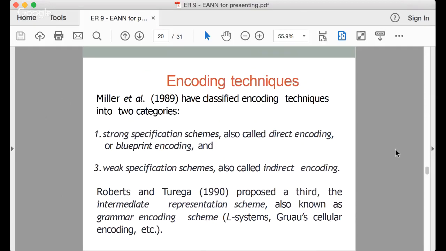Encoding techniques. So Miller classified encoding techniques into two categories: direct encoding, or strong specification schemes, and indirect encoding, or weak specification schemes. Roberts and Torreele proposed a third technique, which is intermediate representation. It might be known as the grammar encoding scheme. It can be used in L-systems.